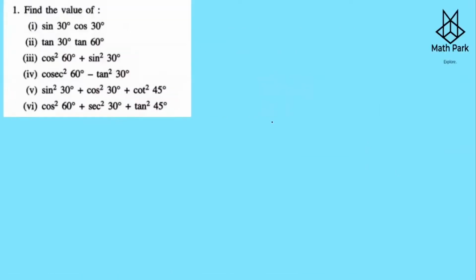So we start with the first question, find the value of sin 30 cos 30. Now I have just explained in the previous video how to learn the values of sin 0 to 90 degrees for all the 6 trigonometrical ratios. So sin 30 is half, and sorry, cos 30 is root 3 by 2. Sin 30 is half, cos 30 is root 3 by 2. So sin 30 cos 30 is root 3 by 4. So this is how we did the first part.